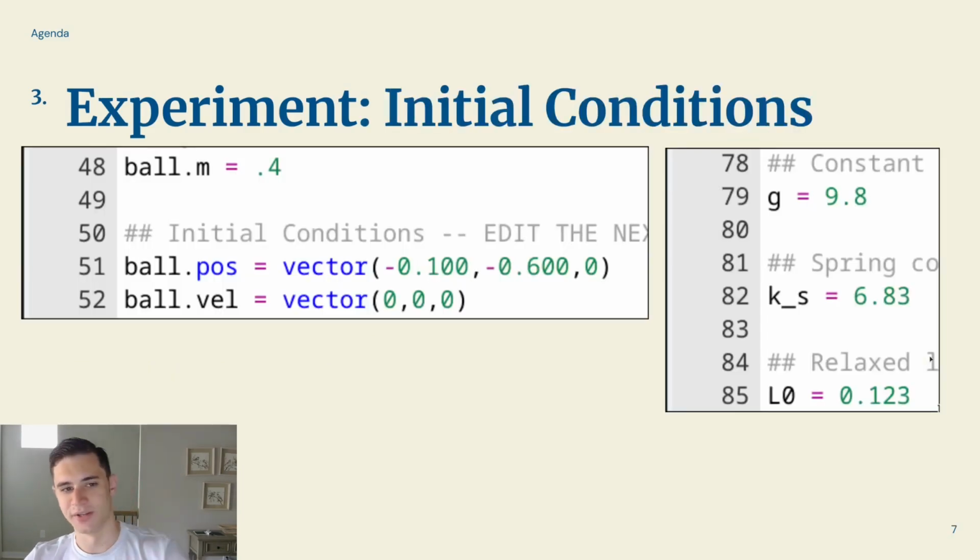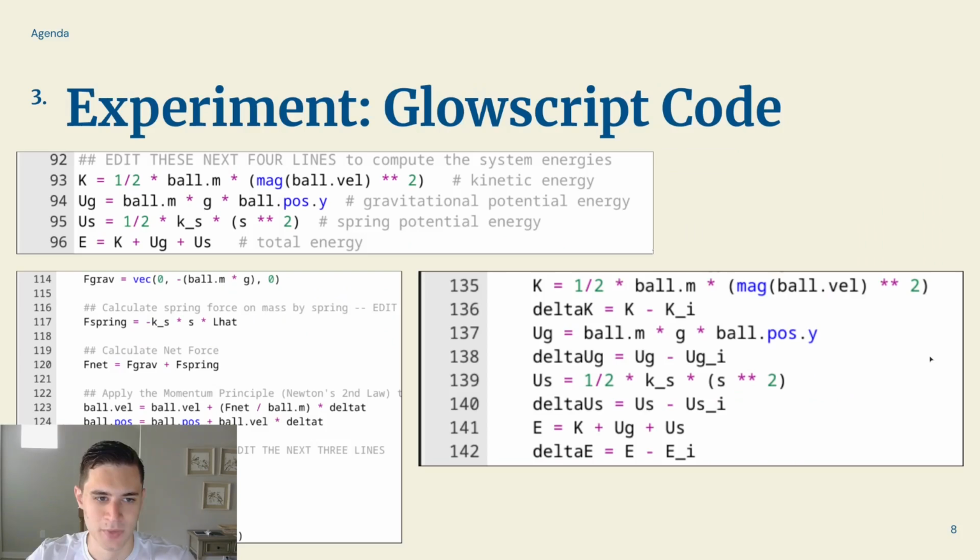So here are our initial conditions for the GlowScript simulation. We have the ball's mass set to 0.4. We have its x position at negative 0.1, its y position at negative 0.6, no initial velocity, gravity 9.8, spring constant 6.83, and the relaxed length of the spring is 0.123. Here's our actual GlowScript code where we calculate the different energies and then run it through the calculation loop.